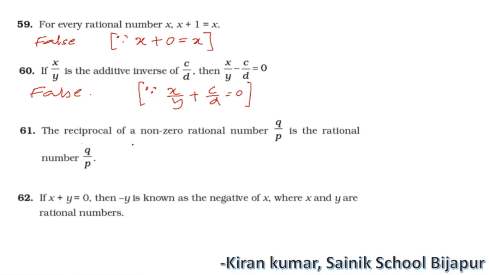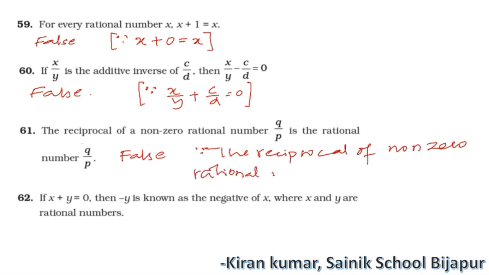Question 61. The reciprocal of non-zero rational number q by p is the rational number q by p. This statement is a false statement because the reciprocal of non-zero rational number q by p is p by q. Here they have written the same number, so it is false.